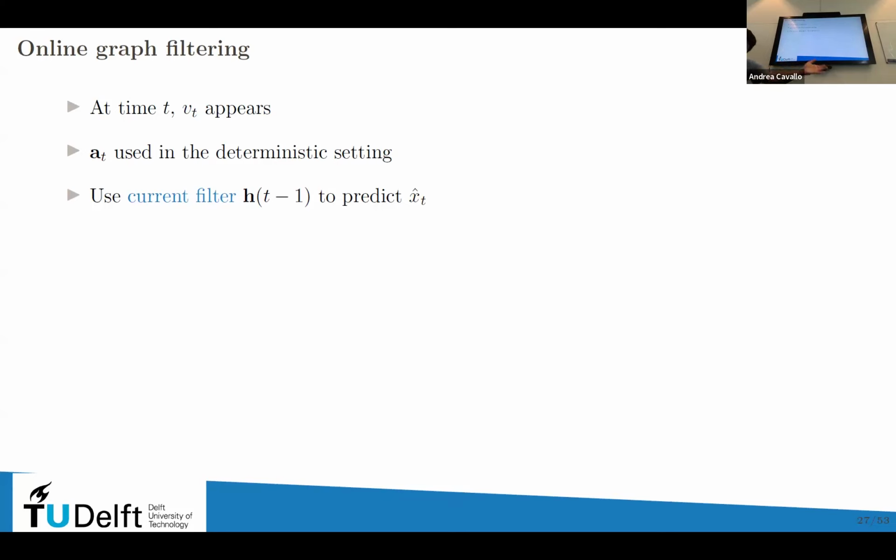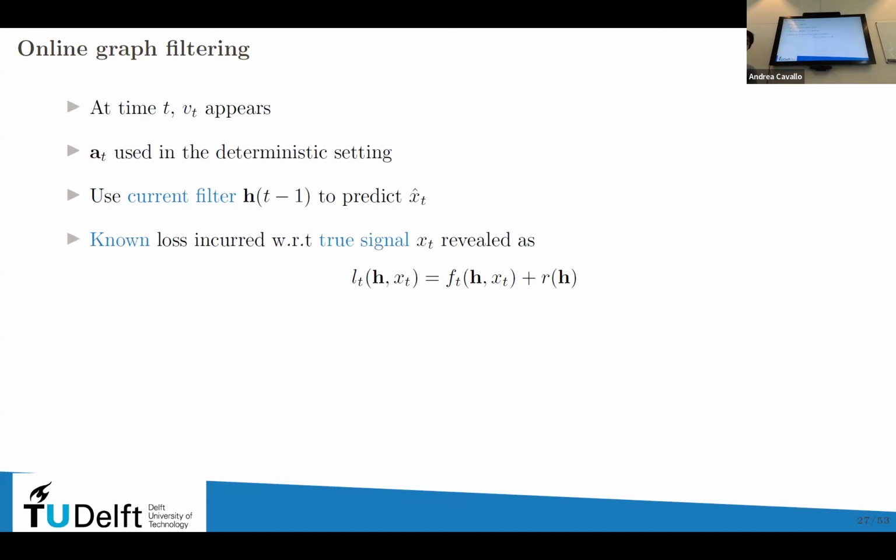Once we make this prediction, the loss which we incurred on this prediction is revealed to us. The assumption here is that the functional form of the loss is known. We have this l_t, which has f_t and r. r is a regularizer on my h, and f_t is the loss you incur for making the prediction for x_t. So we know the functional form of the loss, and that allows us to update my filter from h_{t-1} to h_t.